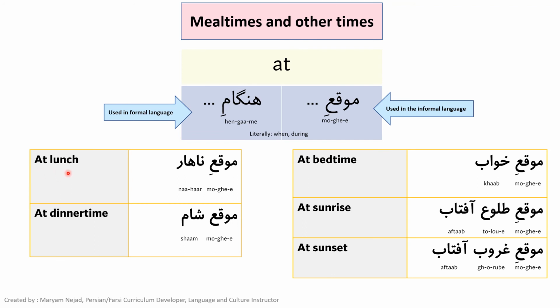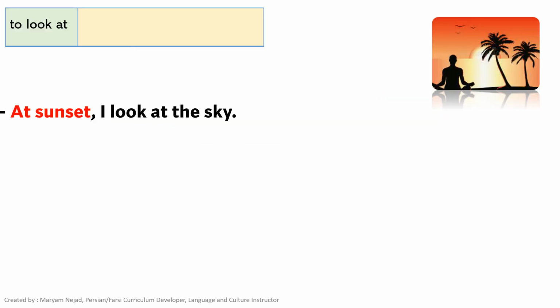Or let's go on the left side. For example, at lunch, we say موقع نهار or هنگام نهار. All this موقع here can be replaced with هنگام. Or at dinner time, موقع شام. All right, let's take a look at a couple of examples. Let's take a look at an example here. So we want to say at sunset, I look at the sky.